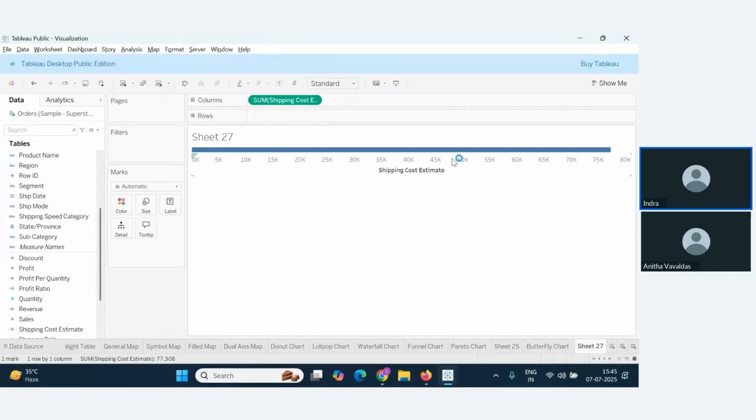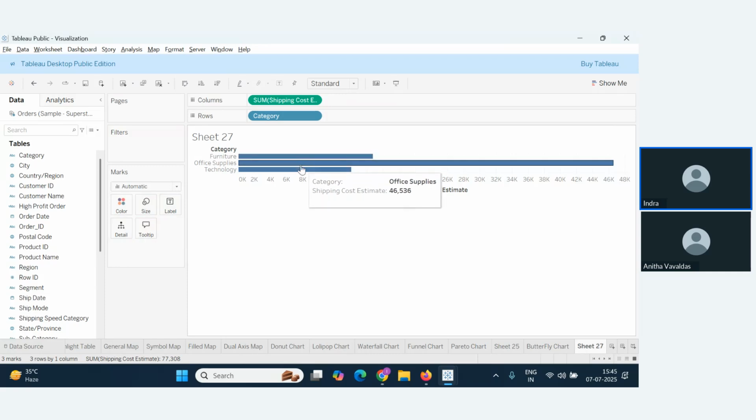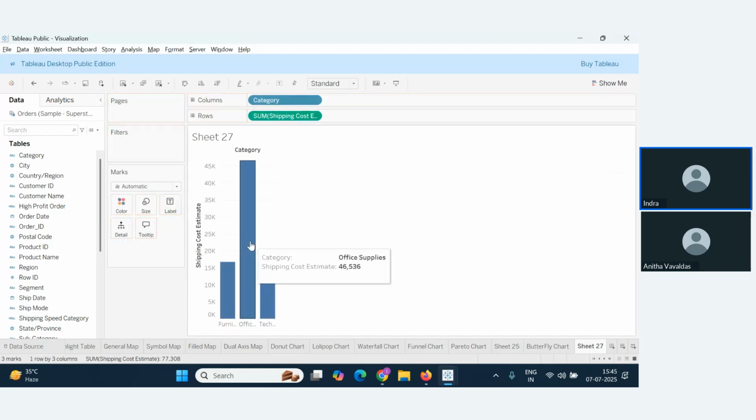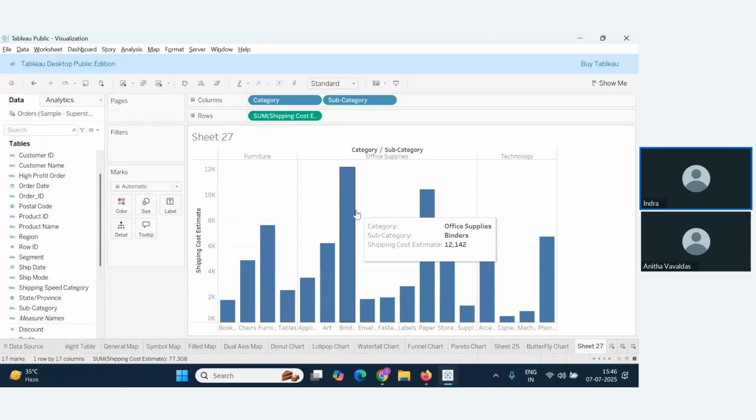So this is the shipping cost estimate. This is taking the sum of overall quantity and multiplying it with this. So we can do one thing. Let's take category here. So this is the shipping cost estimate for respective categories. Again, if you want to break it down further into subcategories, you can check it. Subcategory-wise shipping cost estimate.